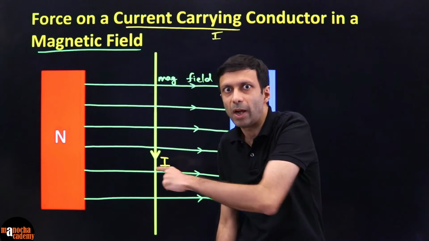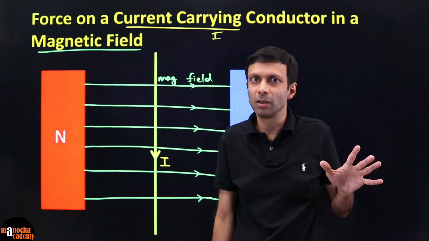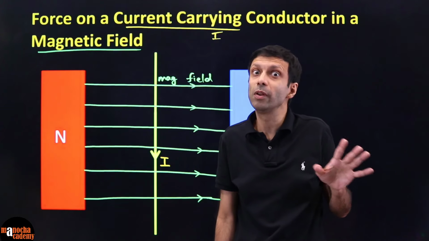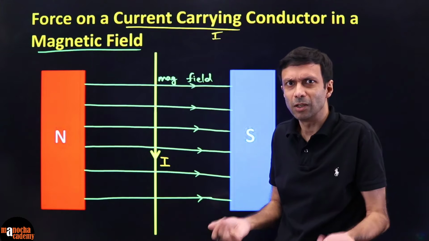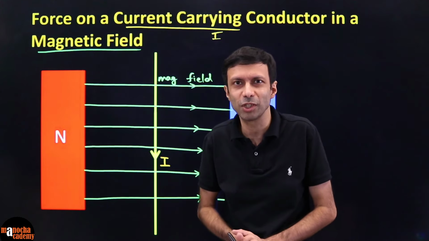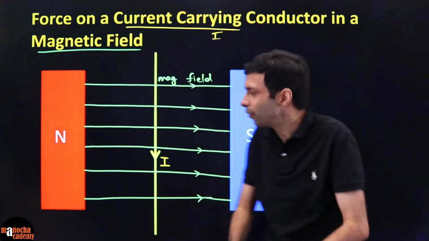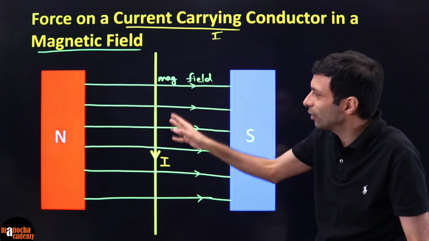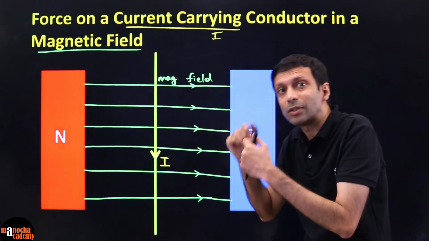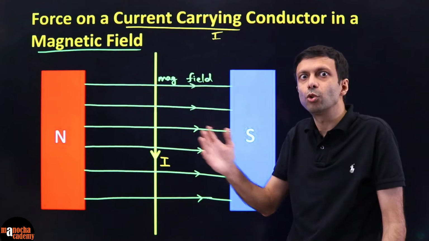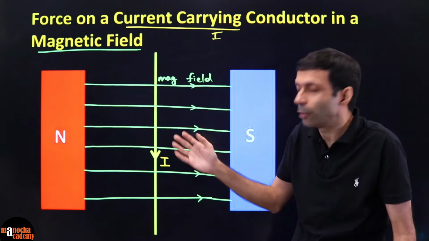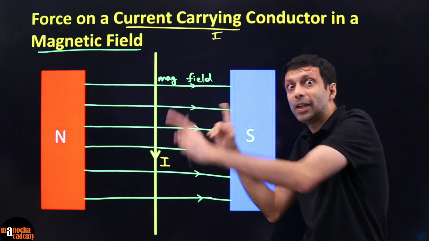If there is motion in the wire, do you guys agree there has to be a force? Otherwise, Newton will get very angry with us. How can there be motion without force, right? He'll say, you're not following my laws of motion. So definitely there is a force on this current carrying wire, because the scientists observe that every time they switch on the current, there is motion, either forward or backward, whichever direction, when placed in a magnetic field.